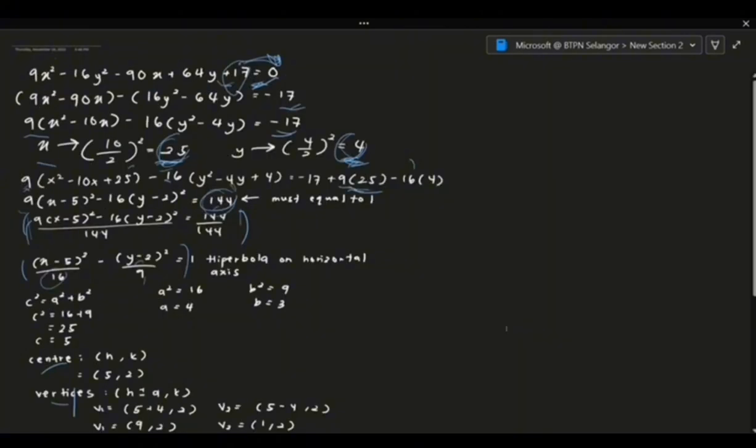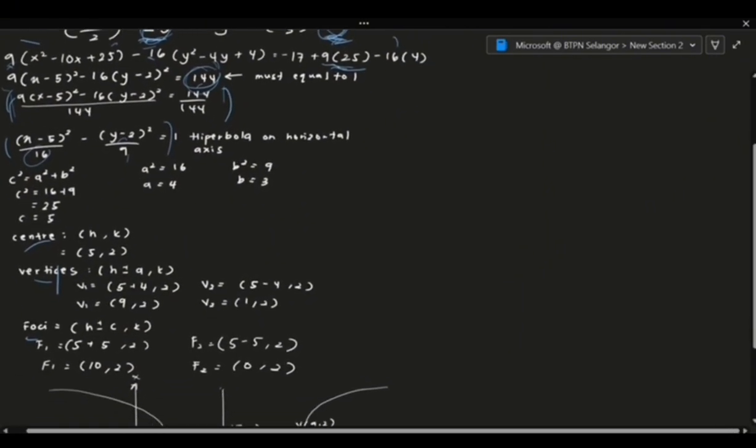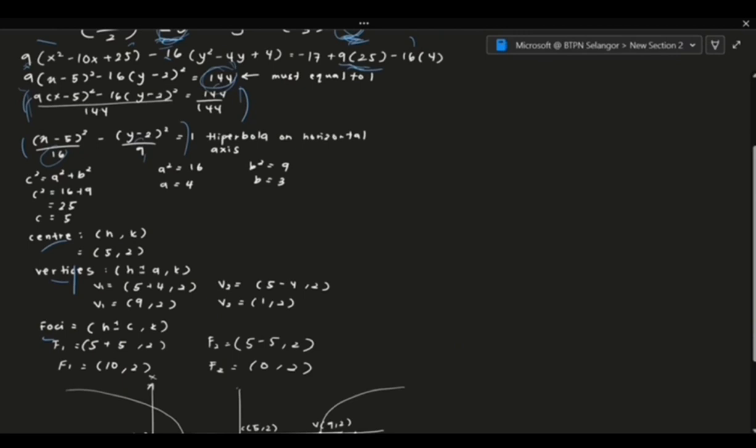And then from the answer, we can search for the center, vertices and the foci for this equation. So we know for the center, the x-axis is h, and the y-axis is k. So we got the center is 5, 2, and for the vertices, we can search the x-axis with h plus minus a, and y-axis is k. So we got the first vertex is 9, 2, and the second vertex is 1, 2.